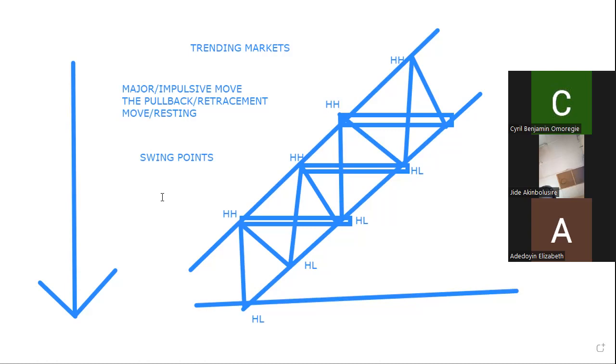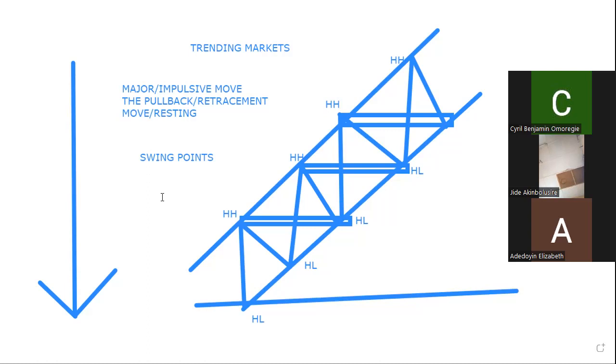Now, irrespective of whether the market is in an uptrend or a downtrend, it is important to know that you will find both buyers and sellers in both. Why? Because one of them is going to be the impulsive move and the other one is going to be the pullback move. Remember, the pullback is the one going opposite to the direction of the market, while the impulsive or major move is the one going in the direction of the market.